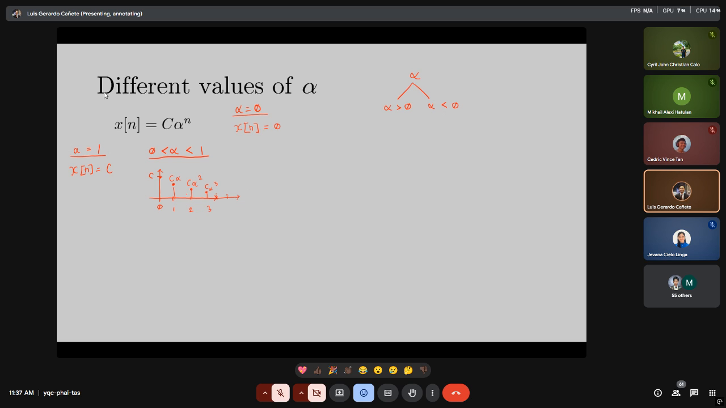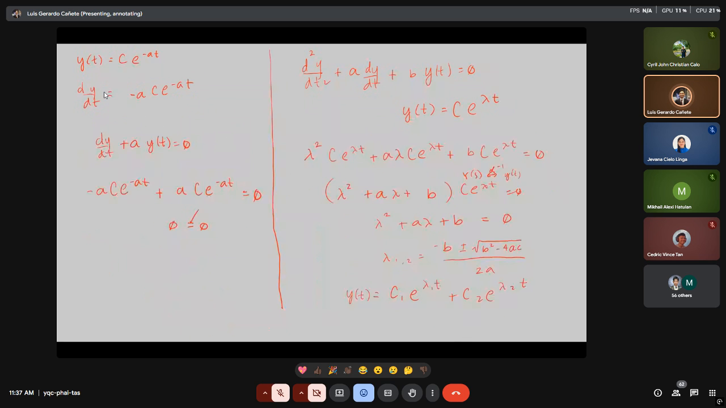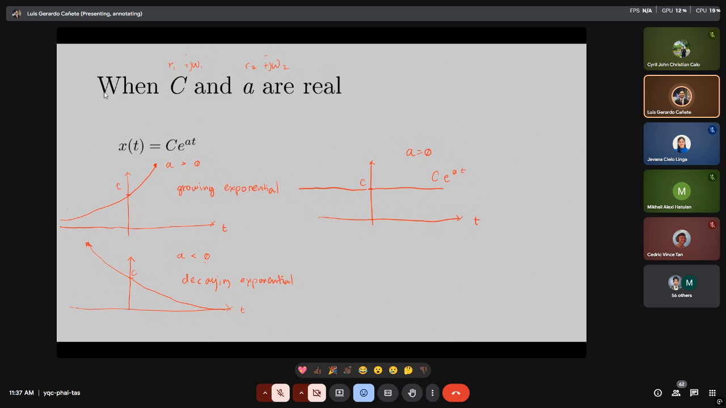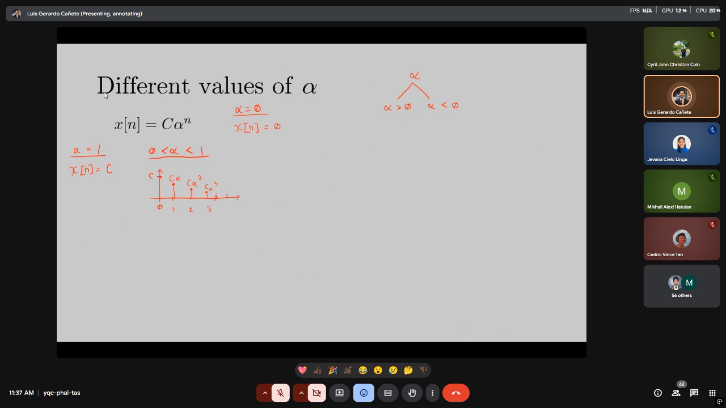So we have the same situation that you would have in the continuous time case. But there is a little bit of a difference here: in the continuous time case, you get that decaying exponential when the coefficient is negative, right? So when a is less than 0, you get this decaying exponential. But that's not the case that you have here.